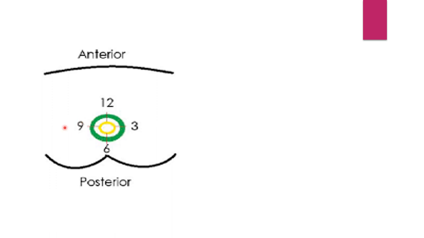Perianal abscesses are described by their location in the perineum around the anus, resembling the face of a clock: 12, 3, 6 and 9 o'clock positions. With the patient in the lithotomy position, anterior is the 12 o'clock position, and posterior is the 6 o'clock position.